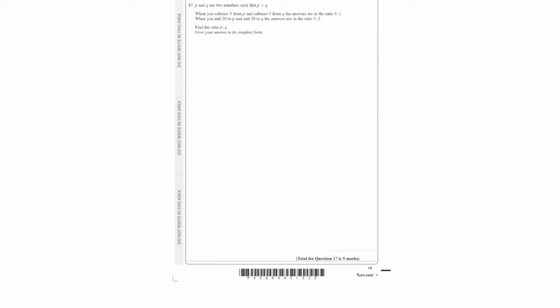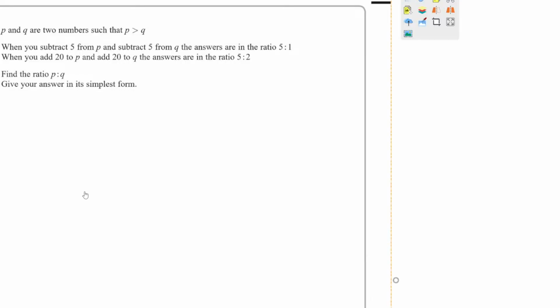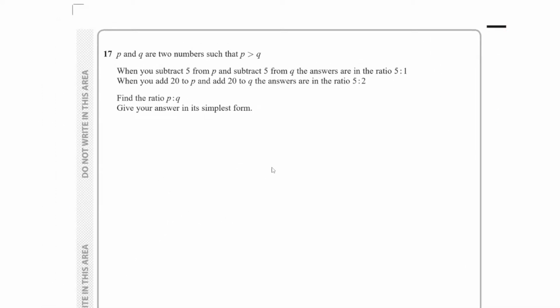Question 17. This was quite an interesting one, actually, I feel like. 5 marks, this one. So P and Q are two numbers such that P is greater than Q. When you subtract 5 from P and subtract 5 from Q, the answers are in the ratio 5 to 1. When you add 20 to P and add 20 to Q, the answers are in the ratio 5 to 2. Find the ratio of P to Q.